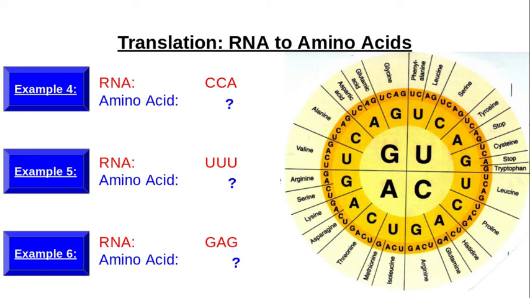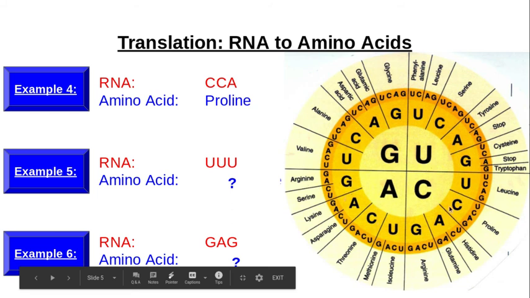Here are 3 more practice problems. Pause the video and see how you do. For the RNA segment CCA, the amino acid is proline.